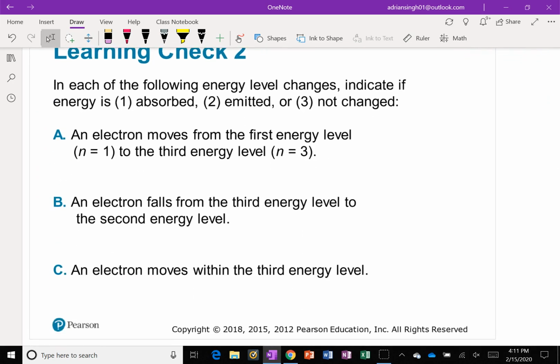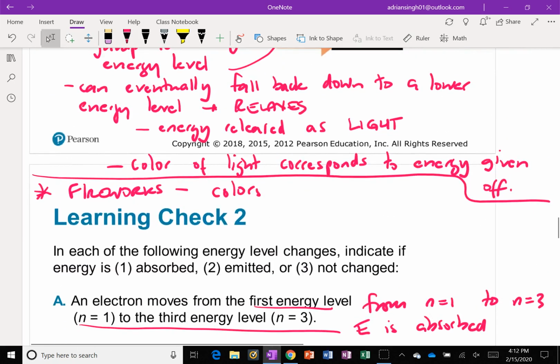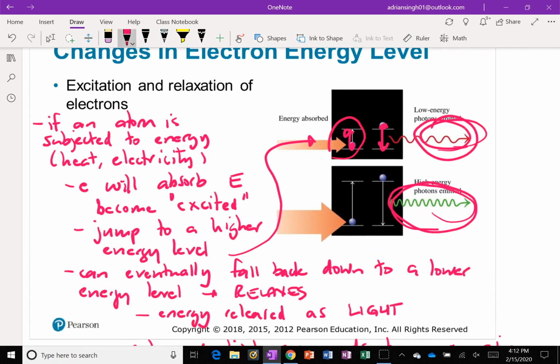So if an electron moves from the first energy level to the third energy level, so it goes from n equals 1 to n equals 3, it goes from a low energy to a high energy. That means energy is absorbed. So it'll be similar to this example that we showed here.